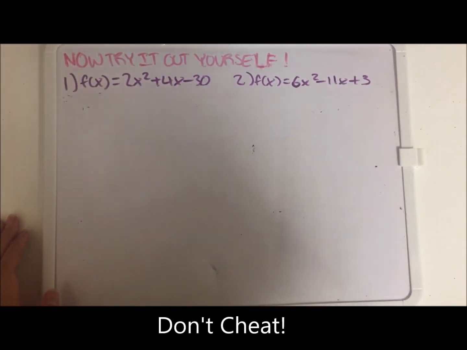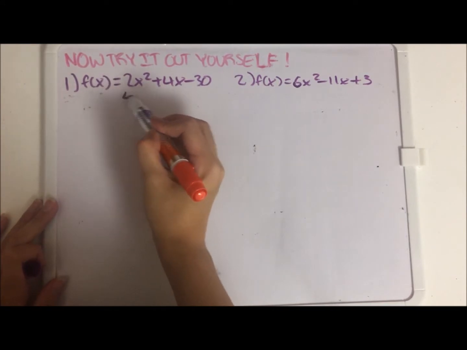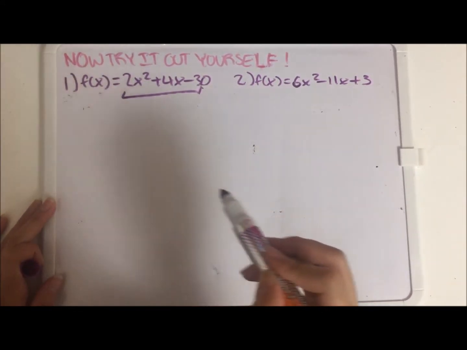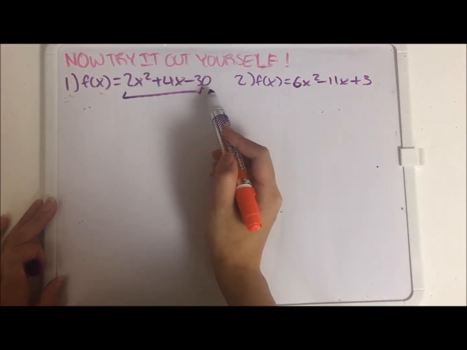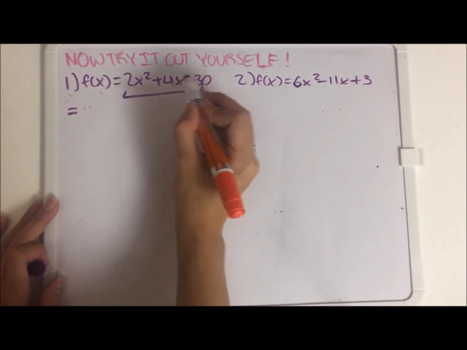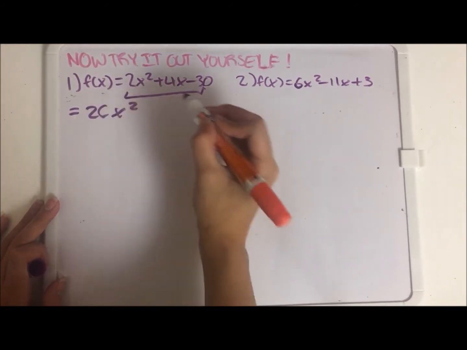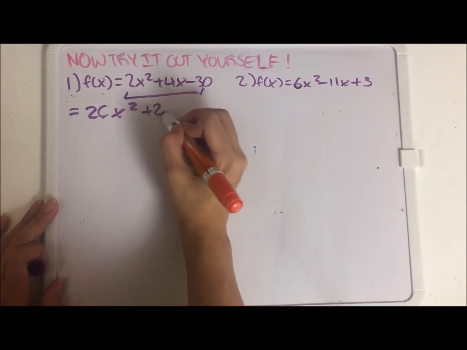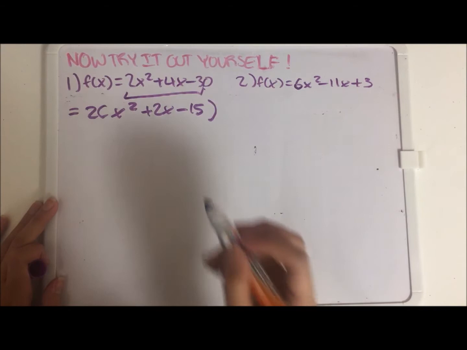Don't cheat. Okay, so now let's start off with factoring out this equation. Remember, the first rule is common factor if possible. Do you see anything you can factor out? Oh, I see something. You can factor out 2 from each of them. So 2 times x squared plus 2x in the bracket, and negative 15 as well. Now, what do you see?